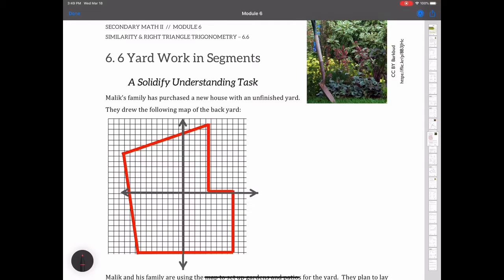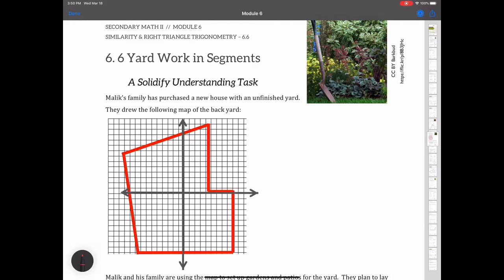Well, hello and welcome to your first lesson of online learning here. We're starting out with lesson 6.6, yard work in segments. So we are going to work through this lesson together. I'll ask you to pause the video at various points in time for you to try things on your own before we continue on. So let's go ahead and start right in.